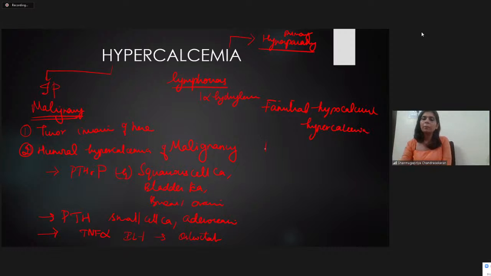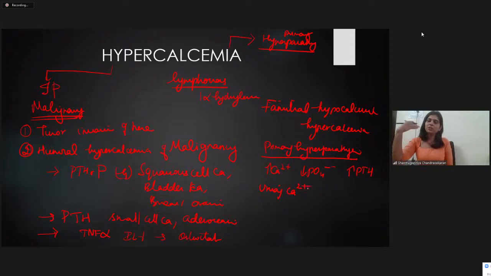First, let me tell you about primary hyperparathyroidism. So, what do you expect in primary hyperparathyroidism? Here, blood calcium will be high, blood phosphate will be low, PTH levels will be high. Obviously, right? In primary hyperparathyroidism, calcium will be high, phosphate will be low, and PTH will be high. And what do you think of urinary calcium? Because parathormone increases calcium reabsorption in the distal convoluted tubule, you think urinary calcium will be less.